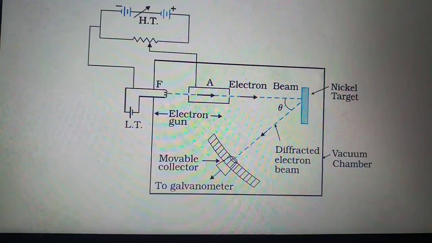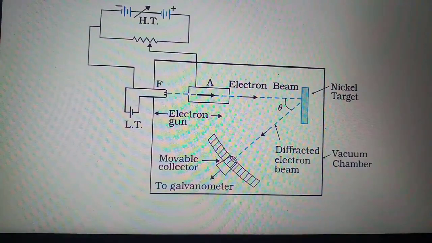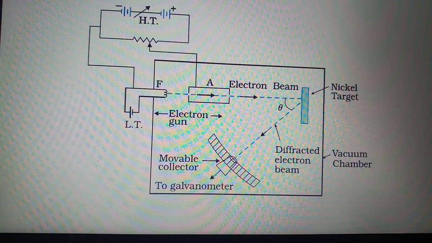So the purpose of the experiment was to show the wave nature of electrons. The Davisson-Germer experiment was performed to show that electrons behave like a wave. So I am going to show you the entire experimental setup. This is the experimental setup for verifying the wave nature of electrons, that is the Davisson-Germer experiment.